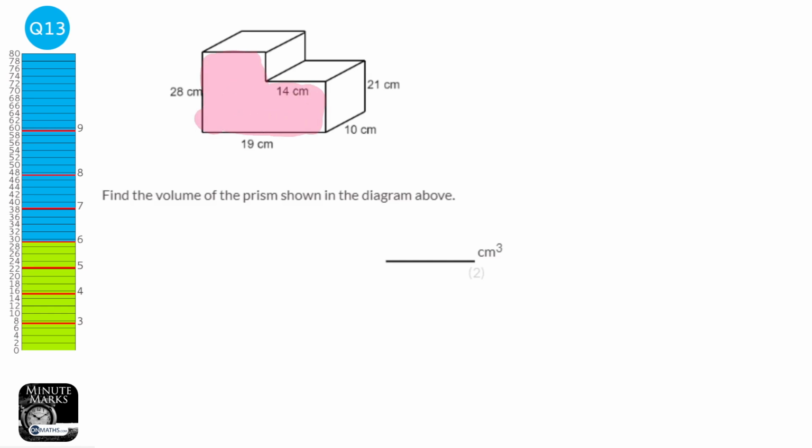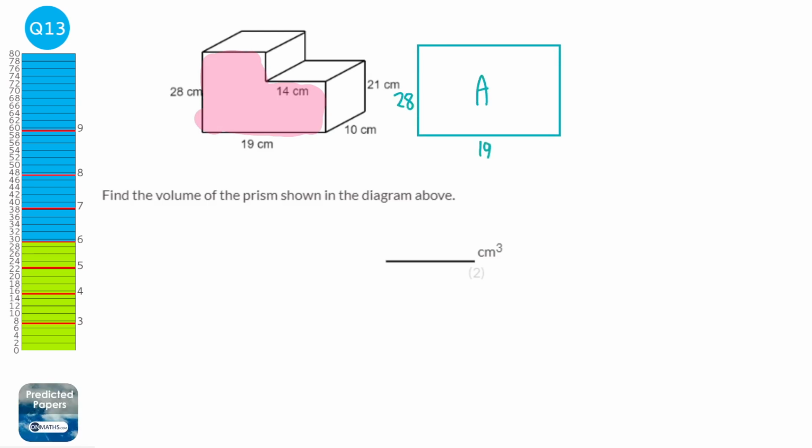And what we can do, and this is one of the methods, is we can work out the area of the full rectangle, which will be 28 by 19. I'm going to call this A. And then we can take away the little part that is not there. So the missing part, which is going to be 14 across. We've got to do a bit of maths here to work out how high it is. So we've got 28 in total, 21 we don't want, so that would be 7 high. We're going to call this B.